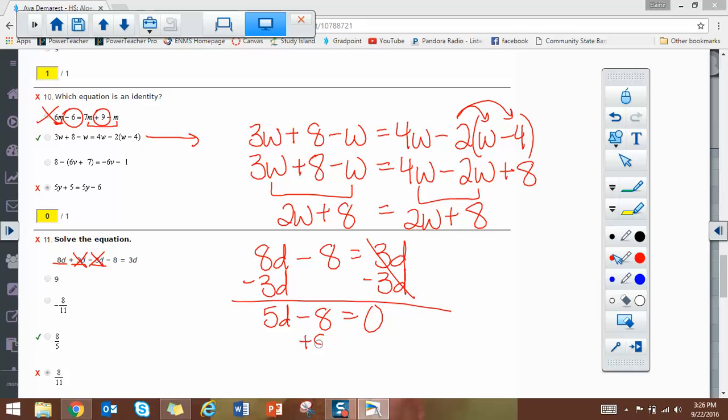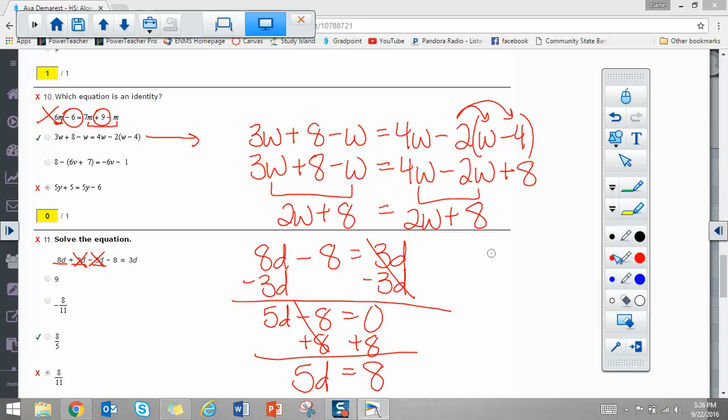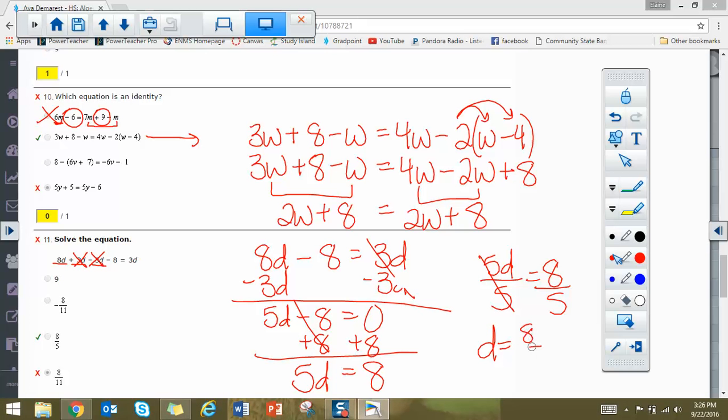I have to add 8 to both sides. It's important that you don't forget this placeholder, because you subtract the 3Ds away from one another. You do have to have a 0 there as a placeholder. So that's 5d equals 8. Then if we divide both sides by 8, or excuse me, divide both sides by 5, we get that d equals 8/5.